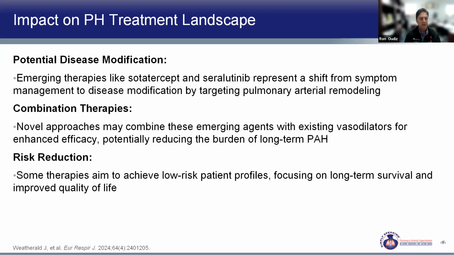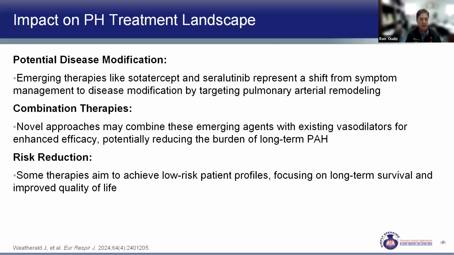So disease modification with these emerging therapies like sotatercept and soon-to-be-reported seralutinib represents a shift from symptom management to potentially disease modification by targeting pulmonary arterial remodeling. Disease modification, depending on how you define it, implies that you're changing the ultrastructure of the disease permanently and reversing it in a way that gives you some change in the ultrastructure, presumably of either the right ventricle or the pulmonary vasculature or both. But it is a very difficult thing to actually prove.